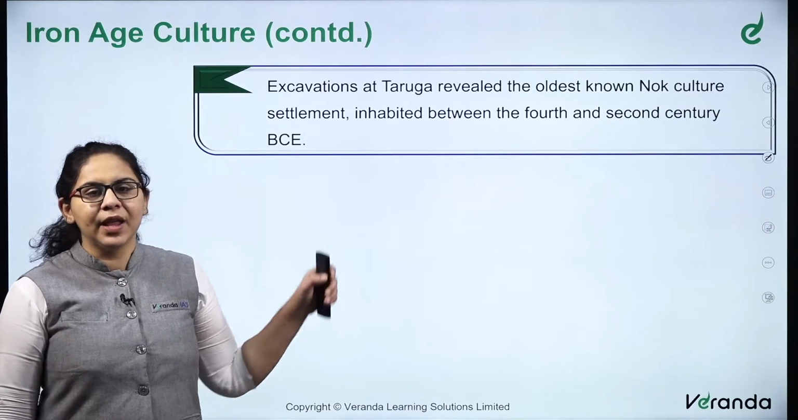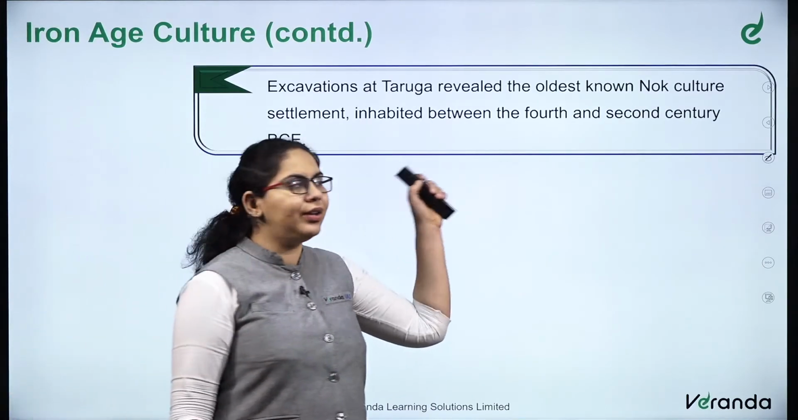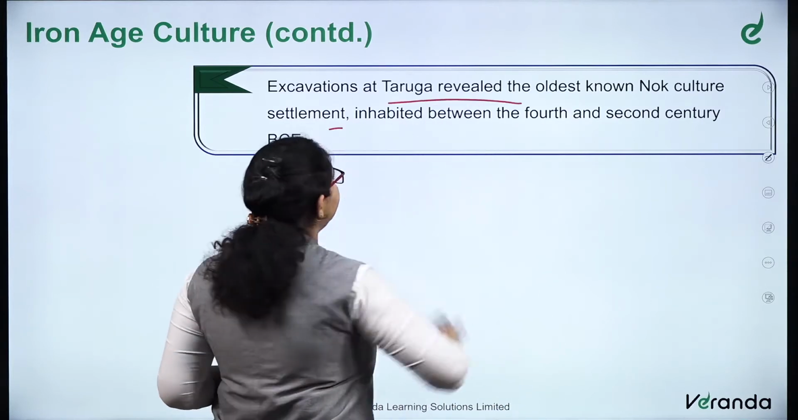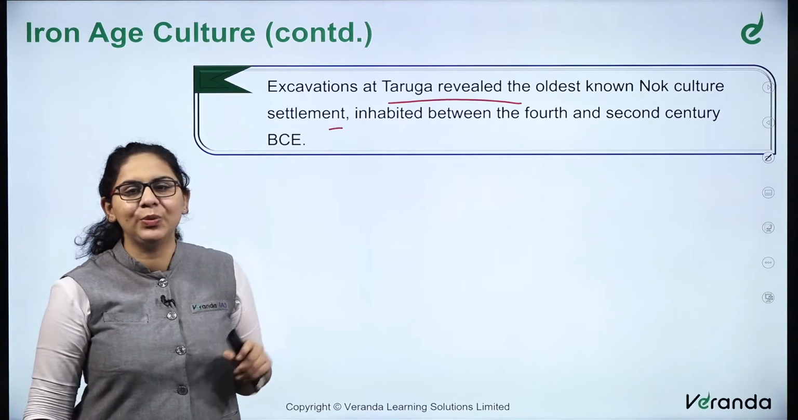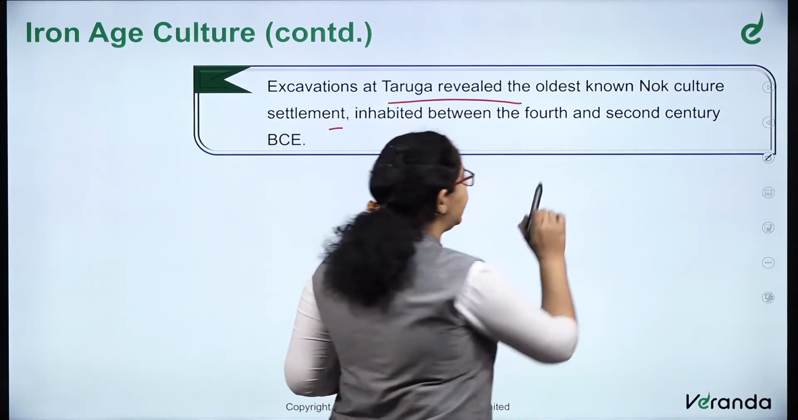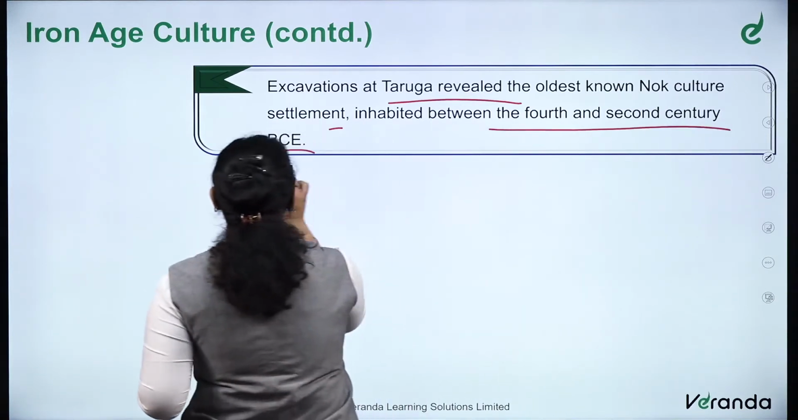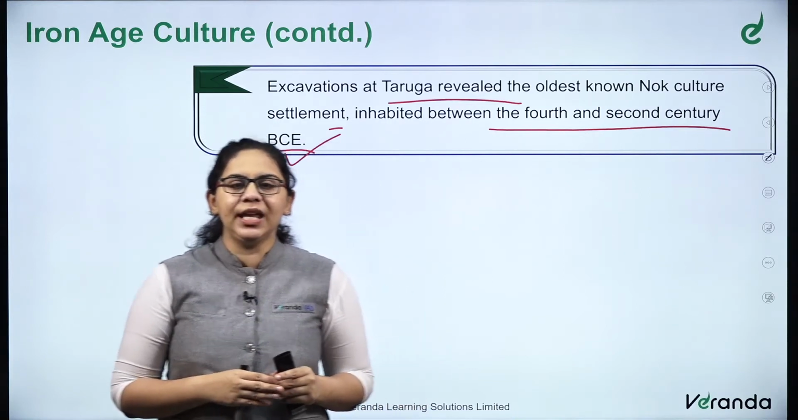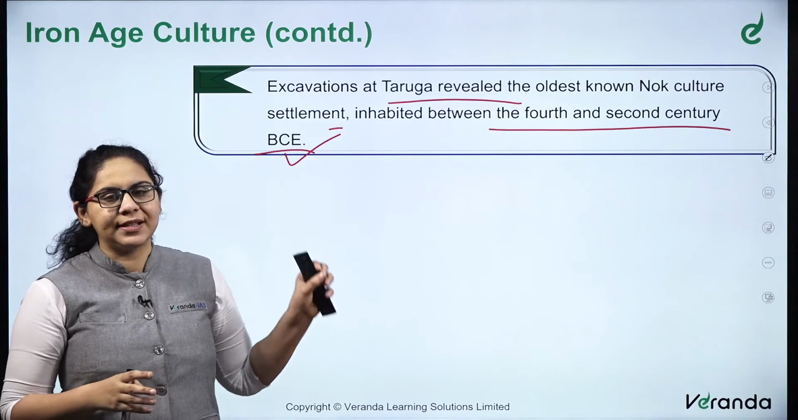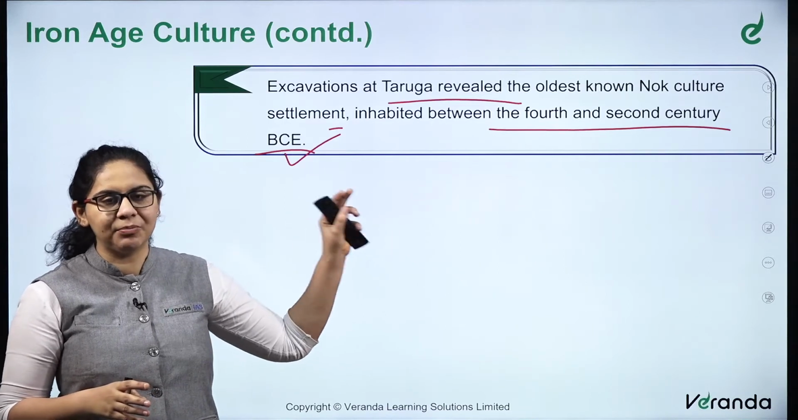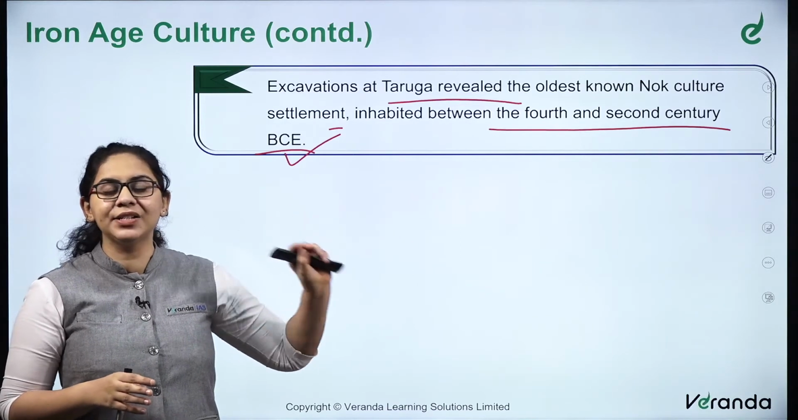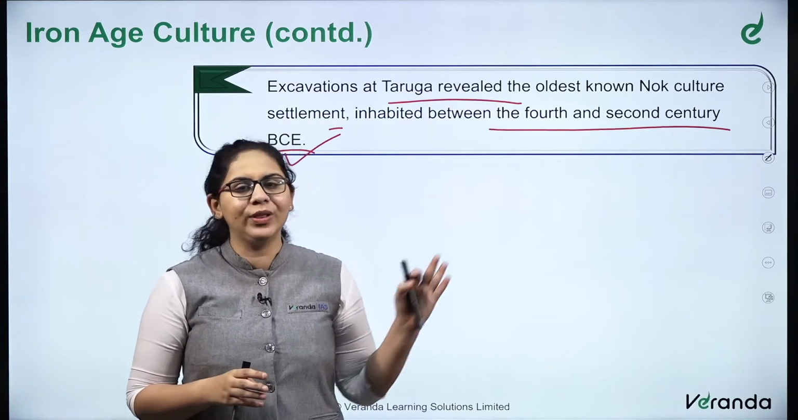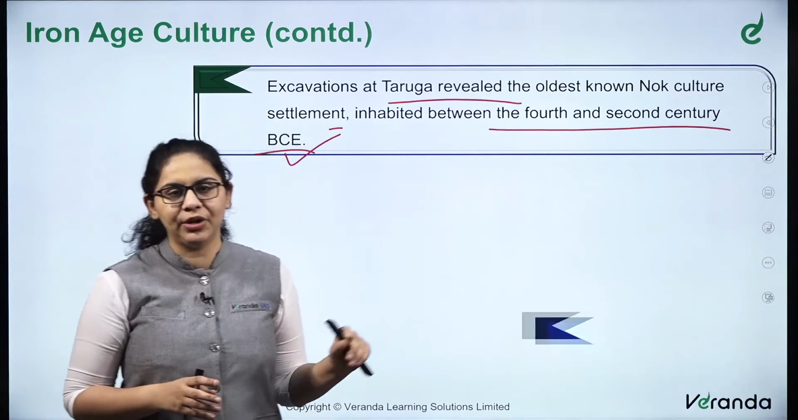Next thing is excavations at Taruga revealed that the oldest known NOK culture settlement was inhabited between the 4th and 2nd century BCE. These excavations are updated daily. Time and again in the newspapers you will read about these excavations, so you have to keep yourselves updated. But there are some facts which are evergreen that you should follow with these lectures and you should remember.